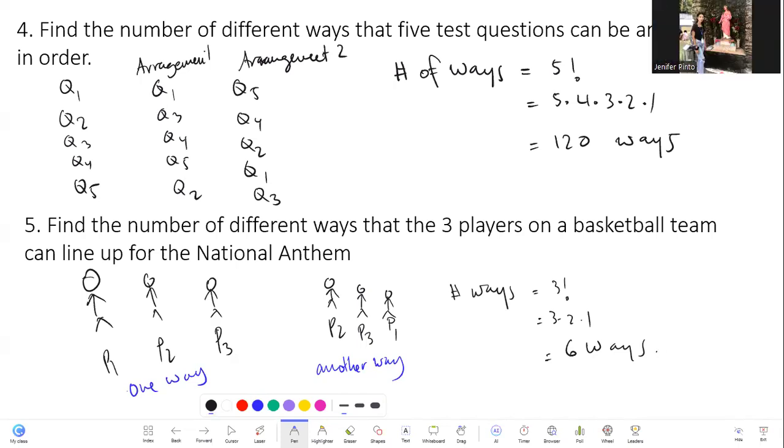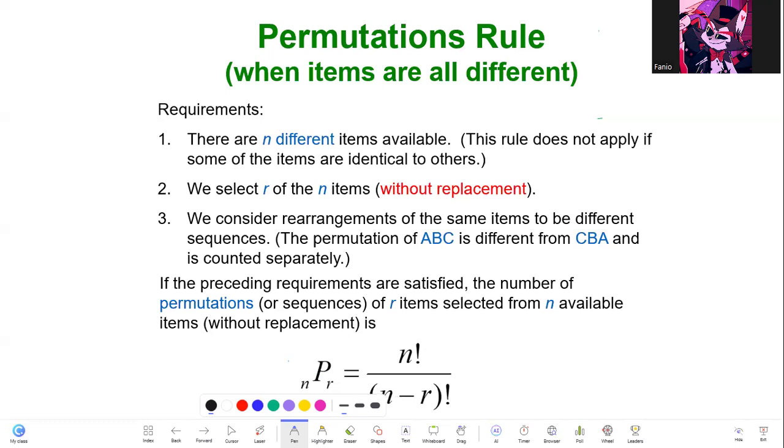Understood, sure. Questions for homework, number 4 and number 5, for example. Okay, Efrat, can you read the permutation rule for us? Yes. Go.